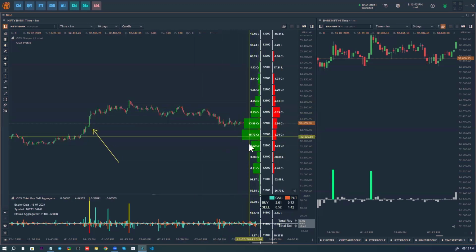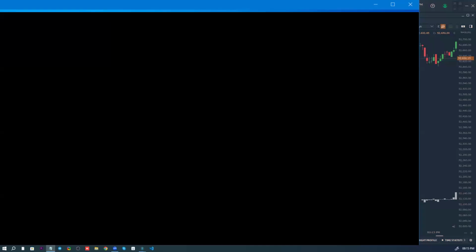Okay, you want 3 to 4 strikes with at least 5 crore or more. So you can see more than 5 crore. Here we have 5 strikes with more than 5 crore value. So this is another point that you will check.